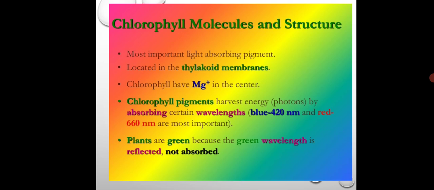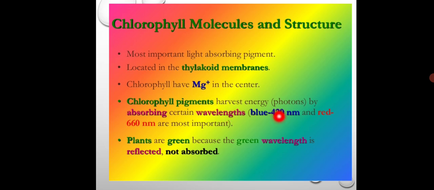Then chlorophyll molecules and structure. If we speak especially about chlorophyll, there are different types like A, B, C. First of all, they are important light absorbing pigments which are located in the thylakoid membrane. Plus, if we see the structure of chlorophyll, it consists of an isoprenoid ring, and at the center a magnesium ion is located.